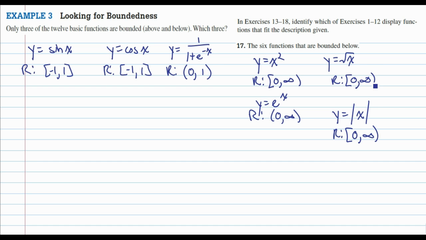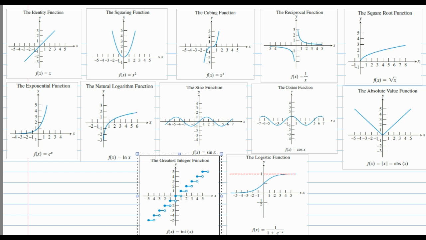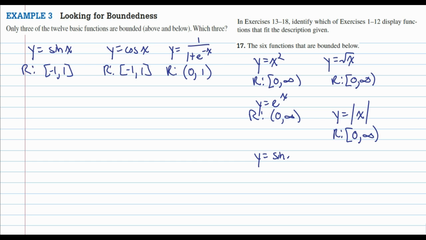Now we're trying to find 2 more functions. It says 6 functions that are bounded below. But I don't see any other functions that are bounded just below. So I'm going to infer then from these instructions that it's also asking me for functions that are bounded below and could also be bounded above. Therefore I'm going to throw in the sine and cosine functions. We've already discussed that those ranges are both -1 to +1, including those values.